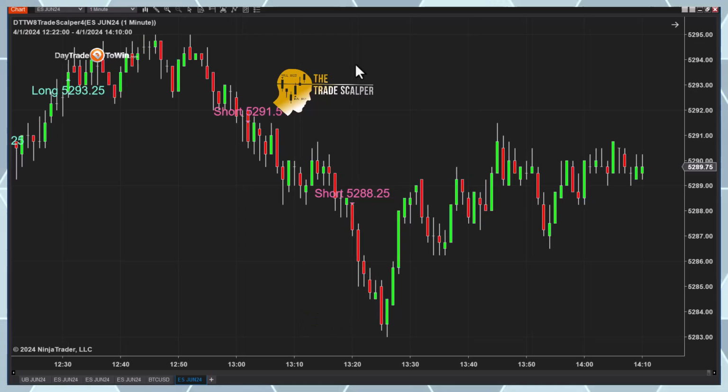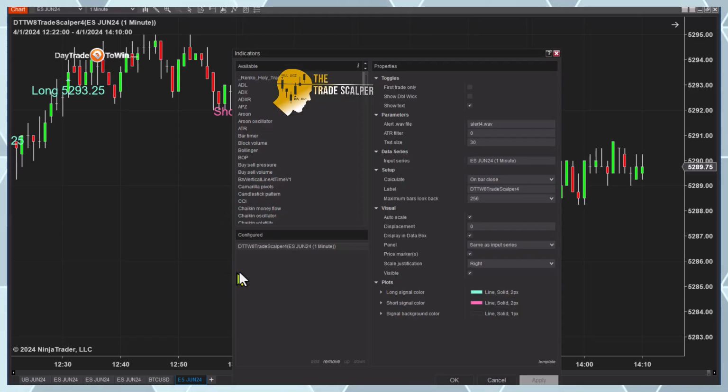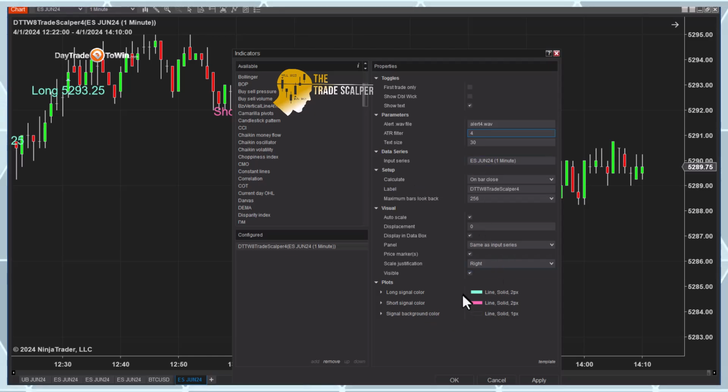Once again, if you're looking at the back end of the Trade Scalper, we have the same show double wick, show the first trades. What about a filter? We have the ATR filter. I can set that to 4, and the colors and so on. So we have the very same software available now for TradingView as we do for NinjaTrader. And it's very popular, especially for the traders who want to get funded and for trading their own accounts. The Trade Scalper is one of our main goals. The Trade Scalper is a very successful piece of software.